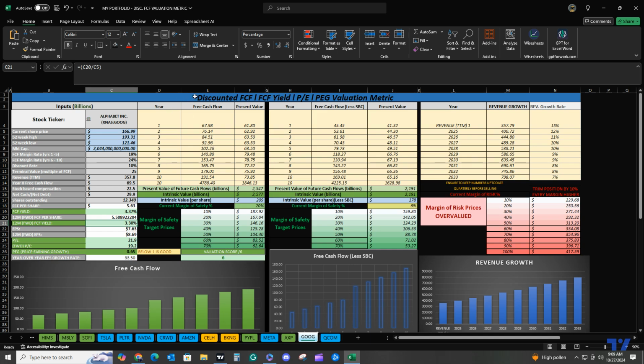Why is it a buy all day? As we can see here through my discounted free cash flow yield, price to earnings, and PEG valuation metric. Yeah, I need to find a shorter name, I know. But basically, as we can see here, we're taking a forward free cash flow rate for the next 5 years of 19%, which they're doing right now, and then moving up to a 24% free cash flow margin rate for the last 5 years of this 10-year analysis, giving them a terminal value, which is basically assigning them a free cash flow multiple, like a PE, at the end of the 10-year mark, so in 2033, of 25.